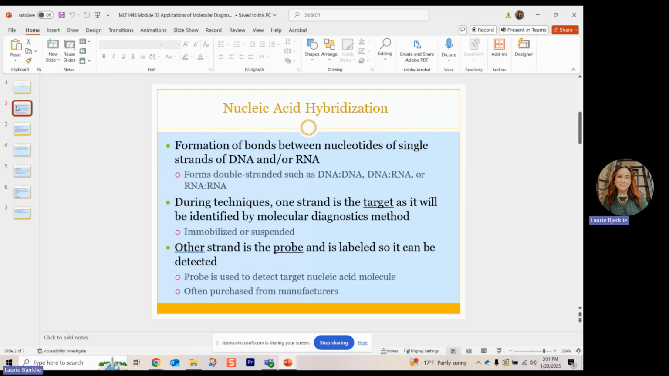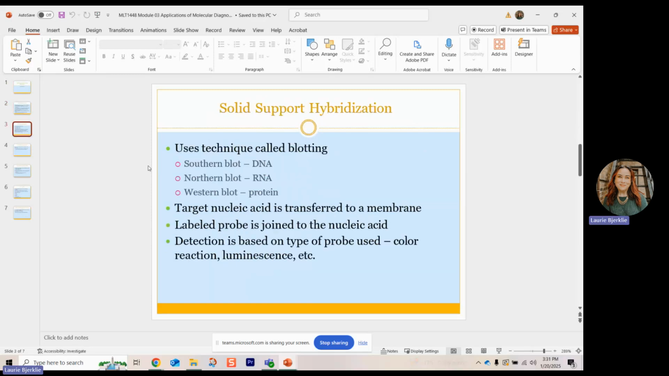It's positive. So if it's, say, looking for tuberculosis and it finds the tuberculosis DNA that we were looking for, that probe that's labeled will signal it. So we know, oh, that DNA was present. So that means that tuberculosis bacteria was there. It was present.